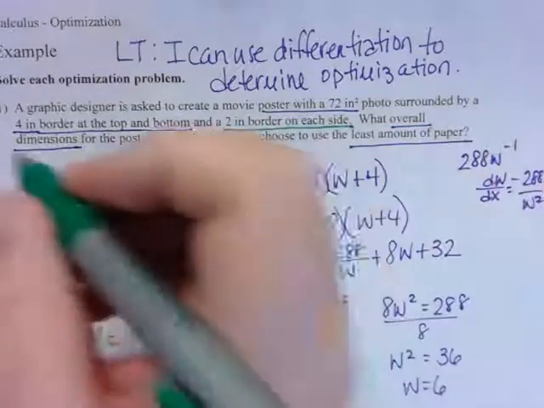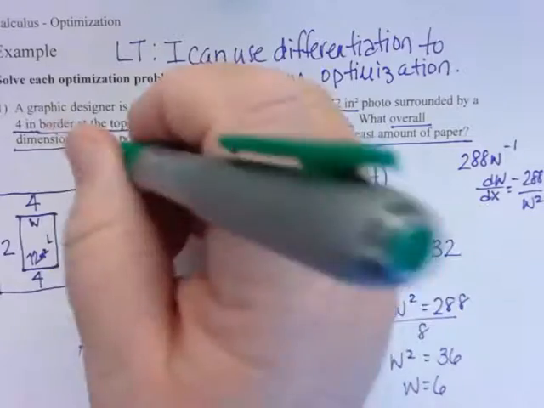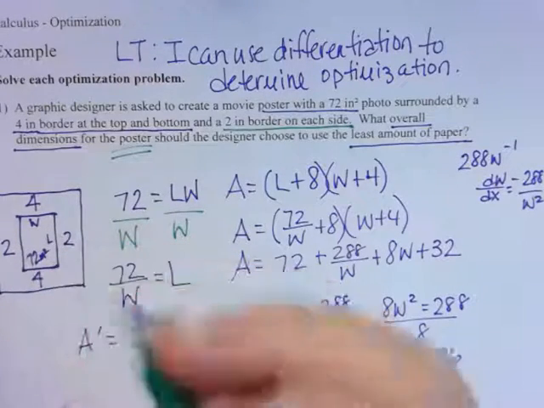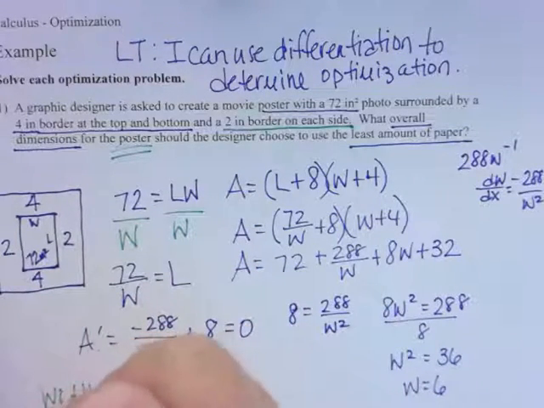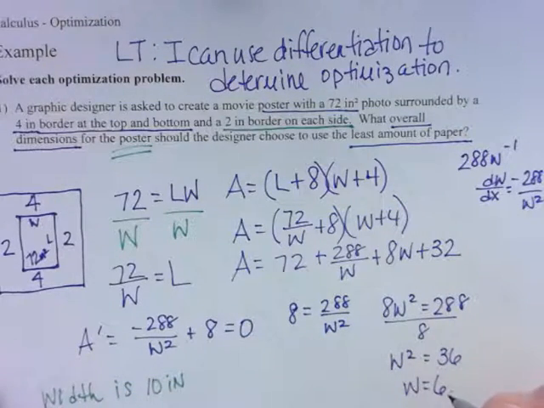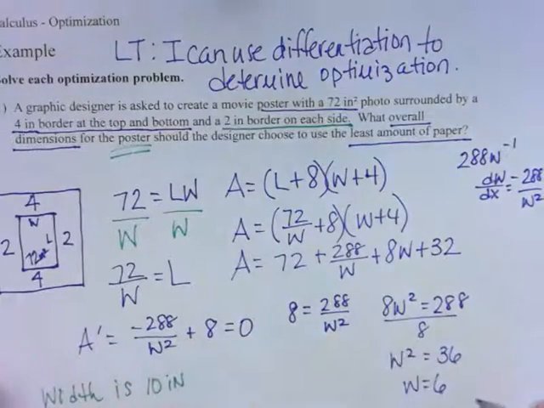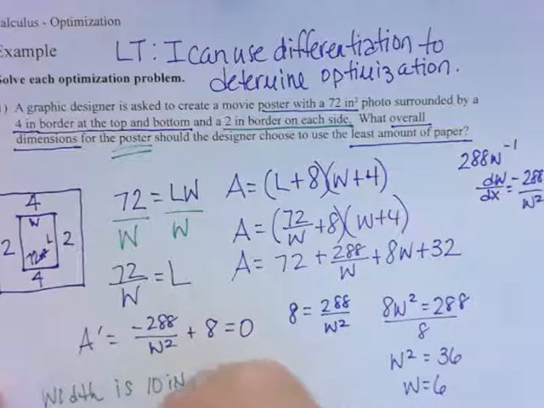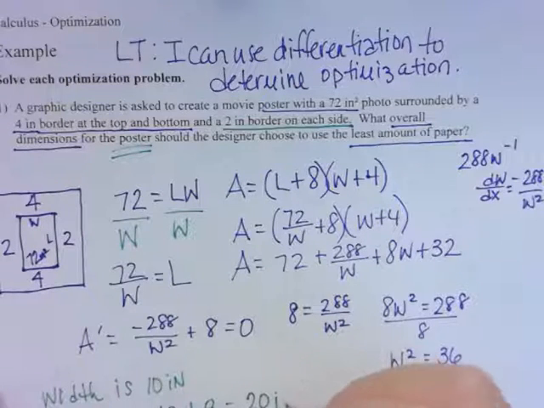And then I look here, they want the dimensions for the entire poster. So my photograph has a width of 6. If I add 2 to both sides, my width of my poster then is 10 inches. My length happens to be 72 over W. Well, 72 divided by 6 is 12. So my length is going to be 12 plus 8 for the border, 20 inches.